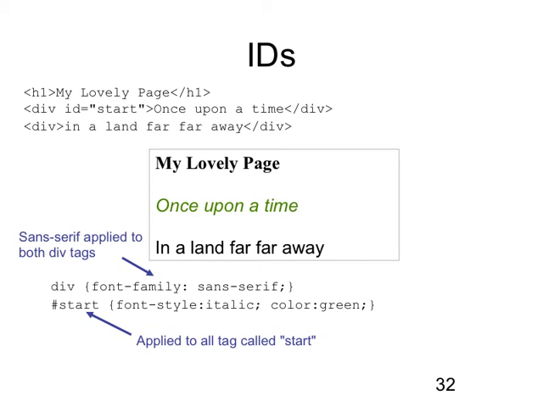And here in the middle, in the second line there, we have div ID equals start. Now, each ID can only be used once in the HTML document, so it's a unique identifier for that tag. So that tag is called start, and here we're saying that the thing that's called start, whatever it is, that tag gets italics and green. Now, the regular div stuff still applies to both divs, so that's why they're both sans serif, but only the one called start gets the color green and italics.